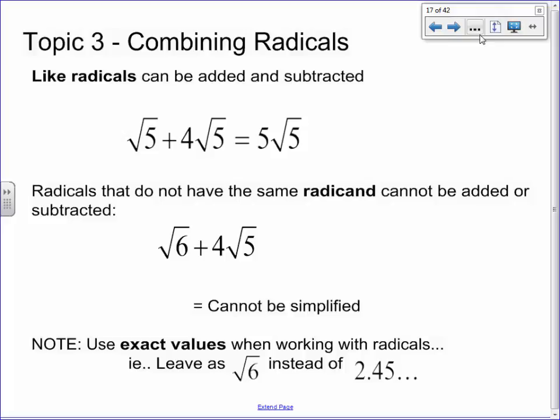Before Thanksgiving weekend, we did a topic. Mr. Bonnet gave that, and it was on just finding factors. And then on the Thursday before Thanksgiving, I gave a lesson just talking about how to simplify radicals. So today we're going to do combining radicals.